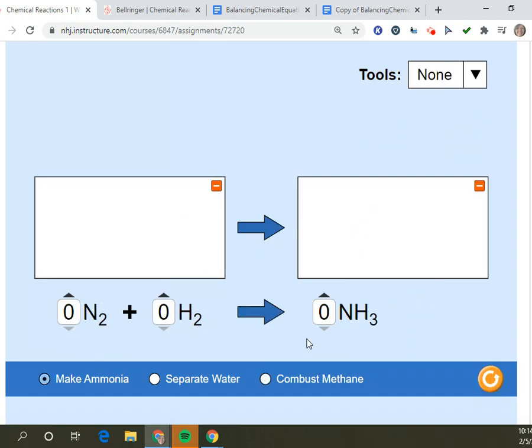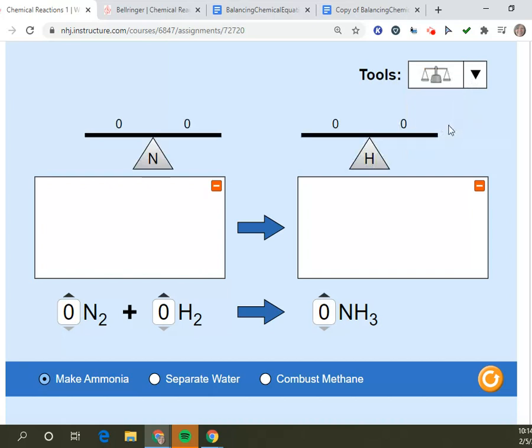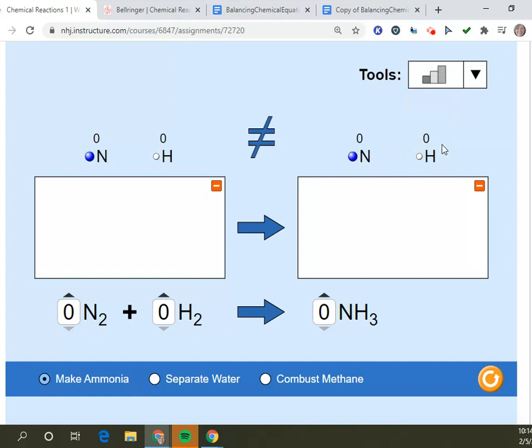If we look, this is the first thing that you should come to when you go into the introduction. Notice you have tools here. The first tool, you can pick none, but you can also pick the balance beam or the bar graph. And so either one will work for you. Notice they're all at 0. If we change those coefficients, that's when we get some real data and numbers that we can use.